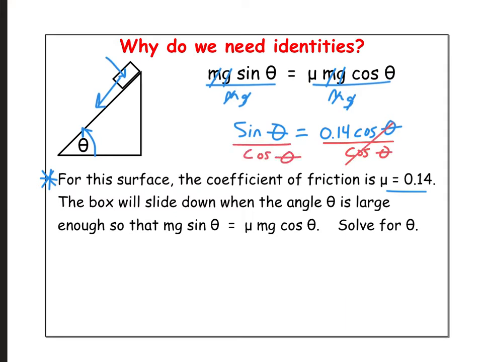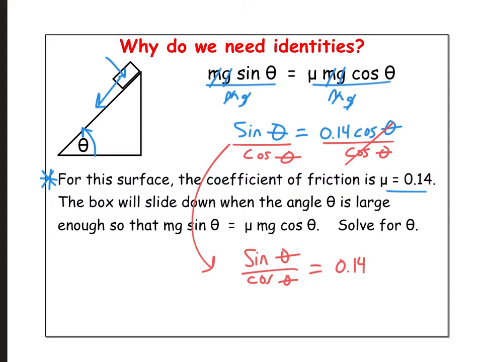Okay, let me just pick this up here where we have some room. We now have sine theta over cosine theta equals 0.14. Okay, now are we able to solve that? Can we find the variable? It's in there twice. There's two thetas in there. There's two trig functions in there. I don't really know what to do with that.